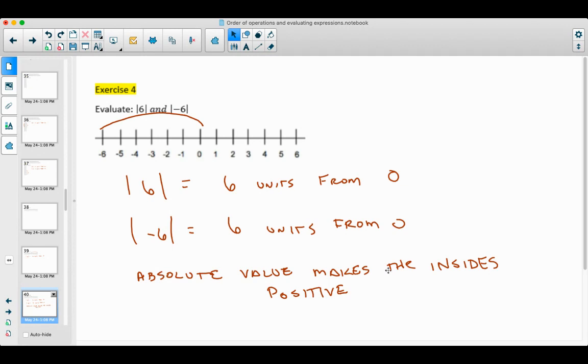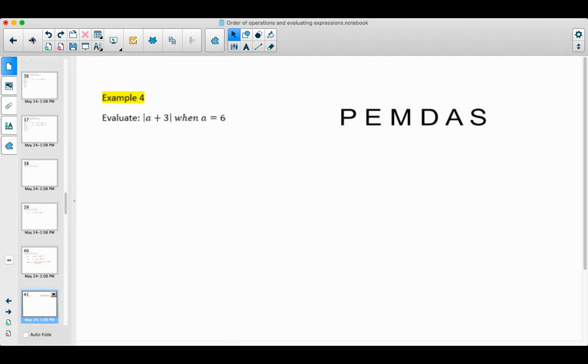Example 4, again, we're going to evaluate using the absolute value this time. So what I'm going to do is start with plugging that 6 in for A. So I have 6, the absolute value of 6 plus 3. 6 plus 3 is 9. And then the absolute value of 9 is just 9 because it's 9 units away. Go ahead and try exercise 5.